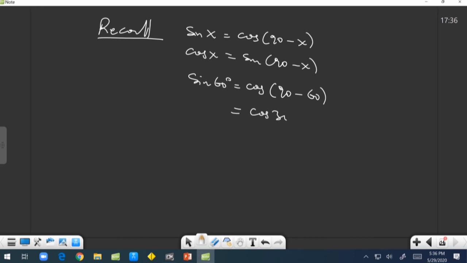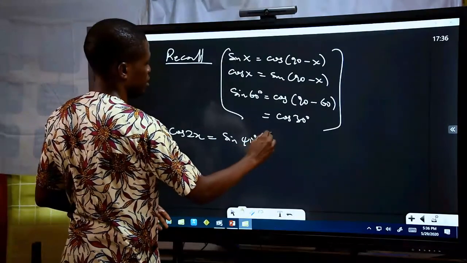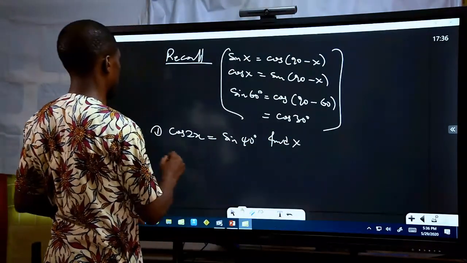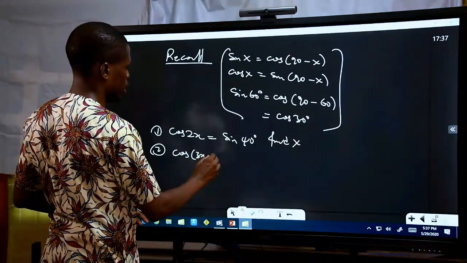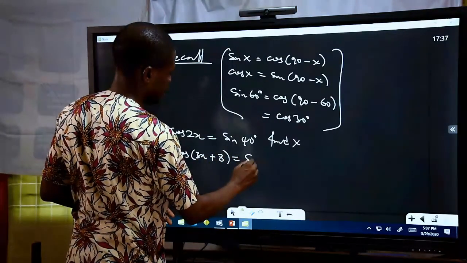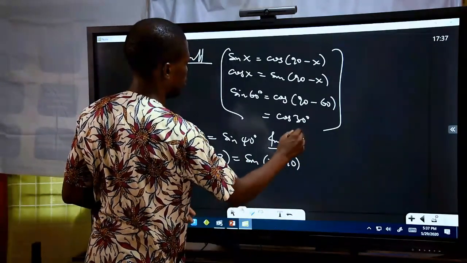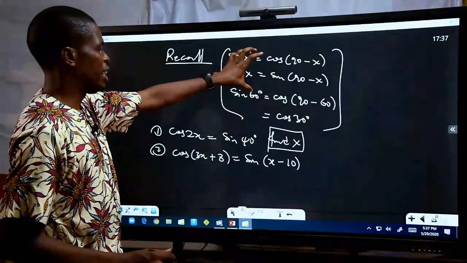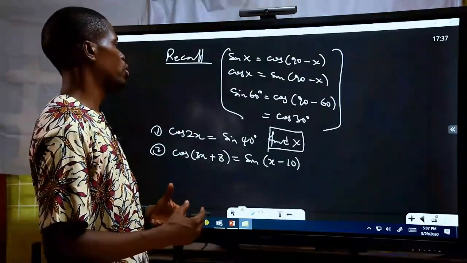So with this, you can solve some problems like cos 2x is equal to sine 40 degrees. Find x, or solve for x. And cos 3x plus 8 is equal to sine x minus 10. Find x in both cases. So you can apply this and solve this problem. Then others can lead to simultaneous equations and the like.